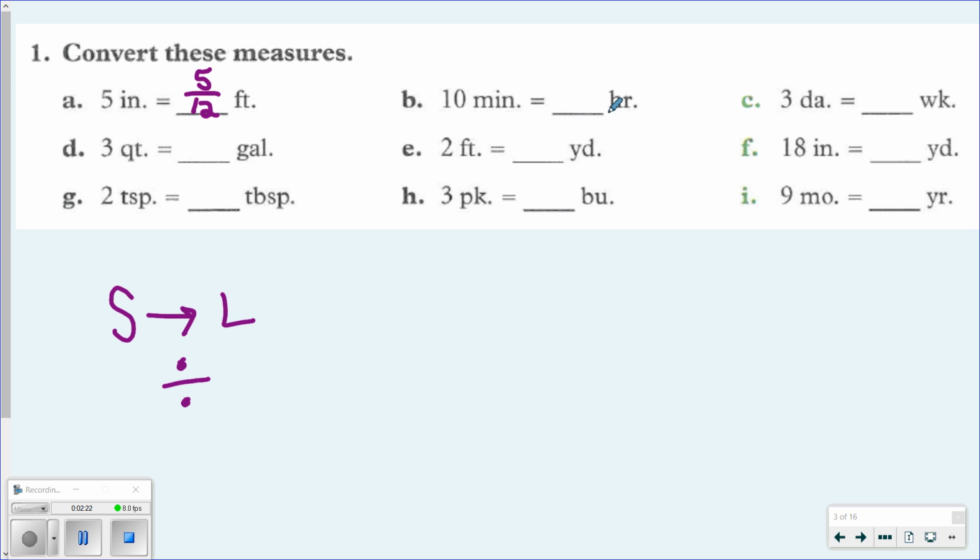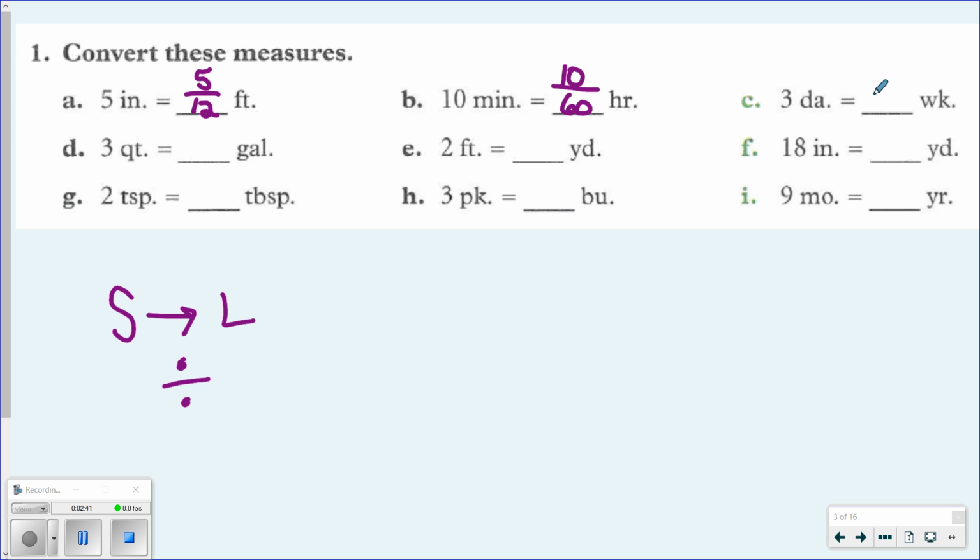This one, we know minutes are smaller than hours. And there are 60 minutes in an hour. And then we have 10. Now normally we reduce our fractions, but in this section I'll let you just leave them the way they are so that you can make sure you're doing the steps correctly.